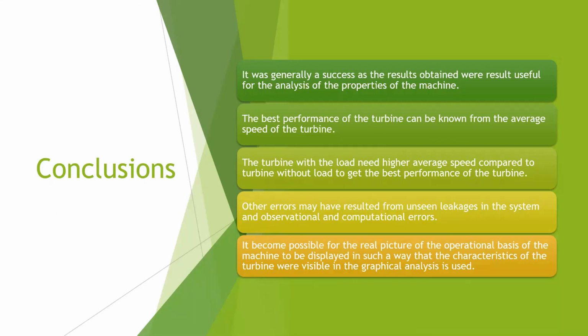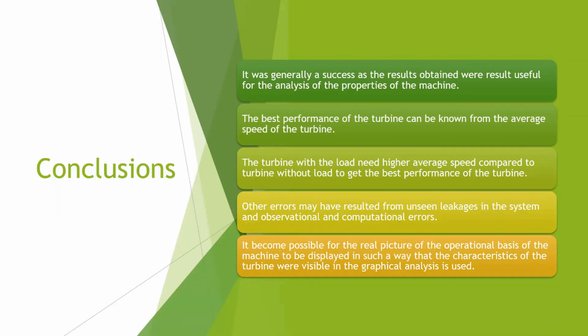This experiment was carried out with an acceptable level of accuracy. It was generally a success as the results obtained were useful for the analysis of the properties of the machine. The best performance of the turbine can be known from the average speed of the turbine. The turbine with load needs a higher average speed compared to the turbine without load to get the best performance. The maximum power produced shows that a turbine with load can get higher power compared to a turbine without load.